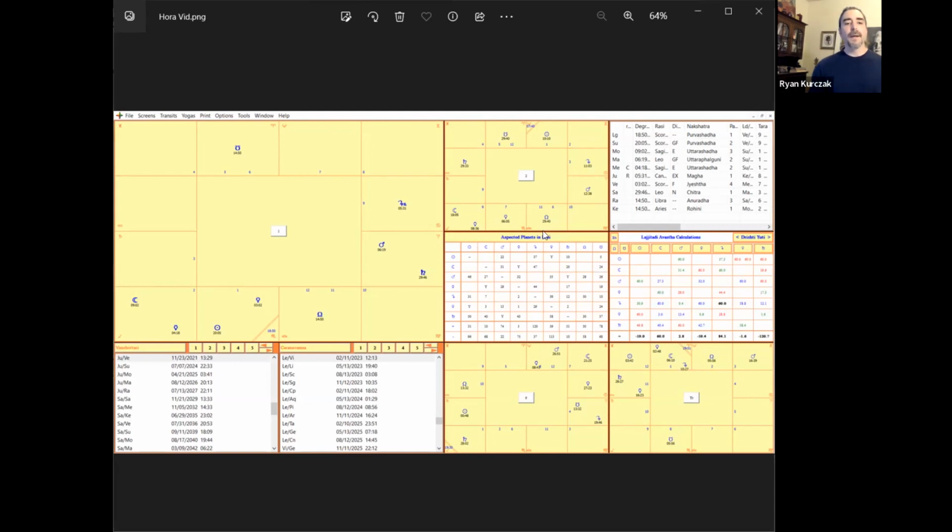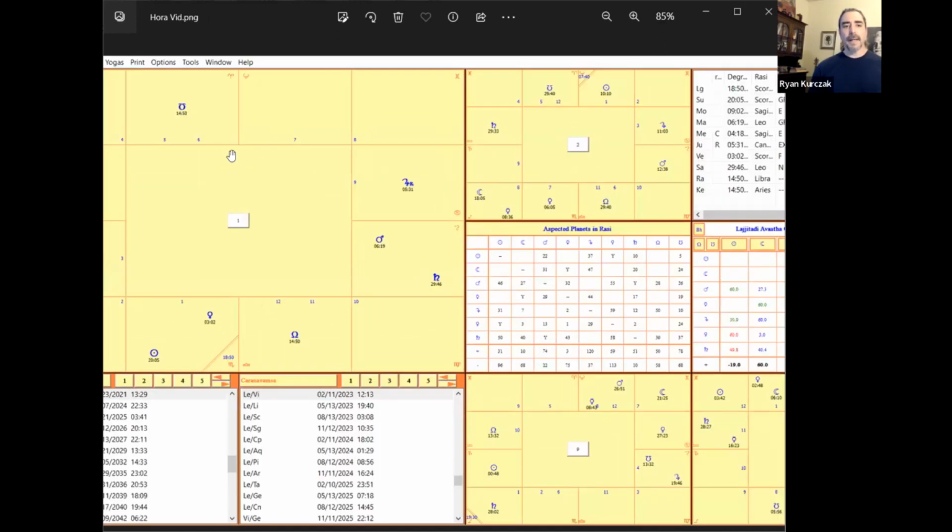Okay. So the way that we want to look at calculating the Hora, we're going to look at each sign. And since the Hora deals with the number 2, the sign is divided in half, which means there is the first 15 degrees of the sign, and then there is the second 15 degrees of the sign. Now, the way I like to calculate the Hora is very simple.